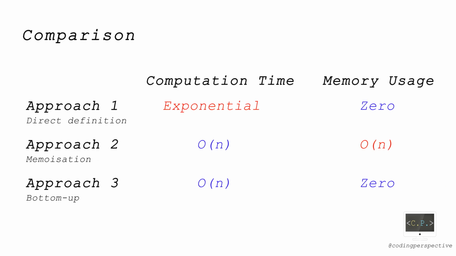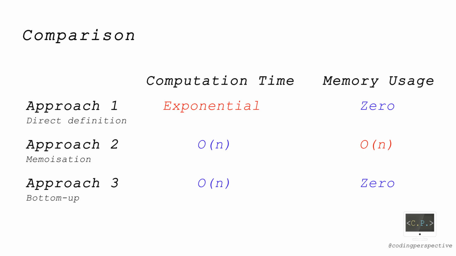Let's now summarize the approaches and compare their performance in terms of both computation time and memory usage. In the first approach, we use the definition of the Fibonacci sequence directly. It does not require any memory, but the computation time increases exponentially as n increases. In the second approach, we use memoization. Compared to the first approach, we improved the computation time in exchange for memory usage.